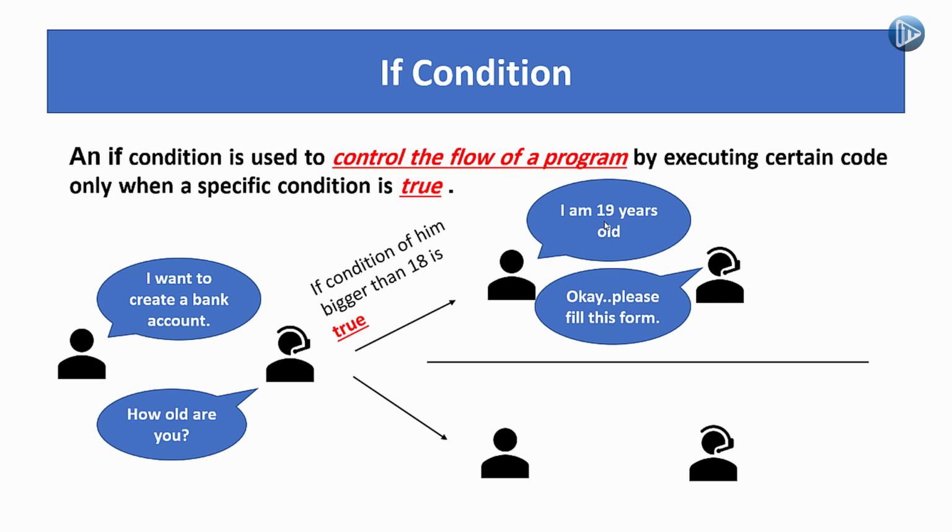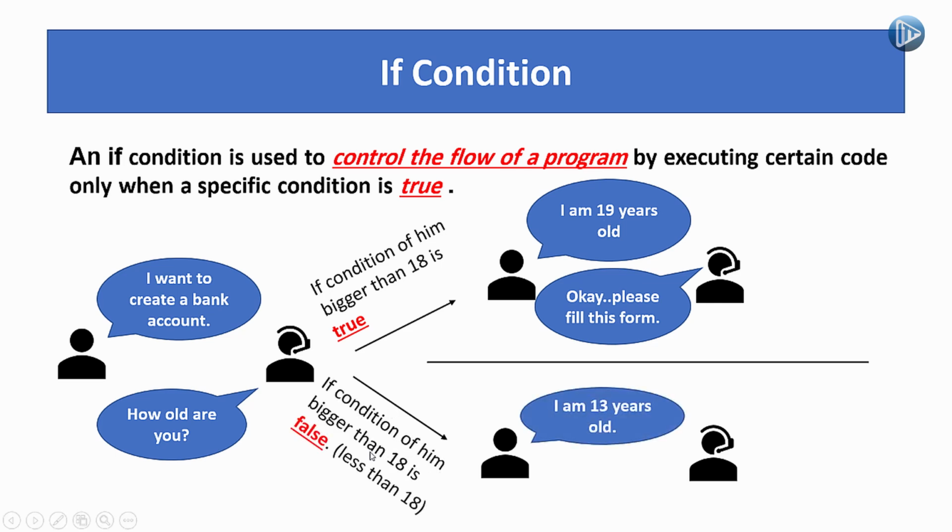Otherwise, else, if the condition of him being bigger than 18 is false, which means he is less than 18, maybe 16 years old or 13 years old, in this case our program will do something different and tell him that he cannot create his account because he is not old enough. Or maybe we can ask him to come with a guardian so that we can create a bank account for him.